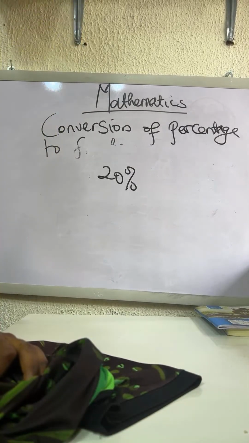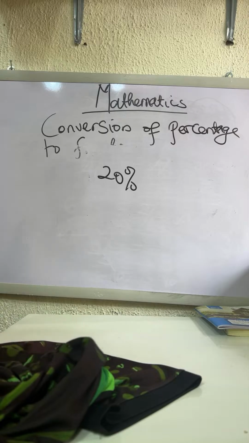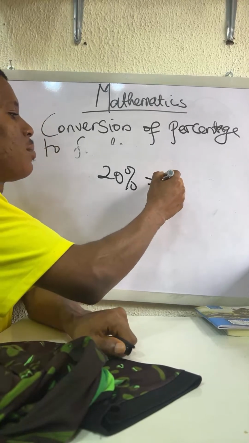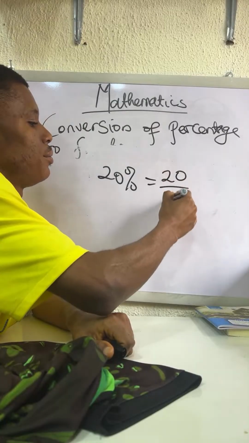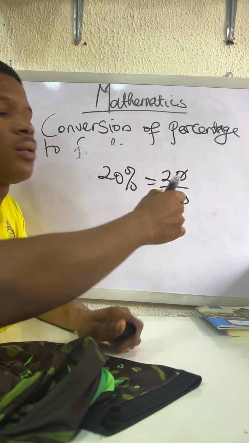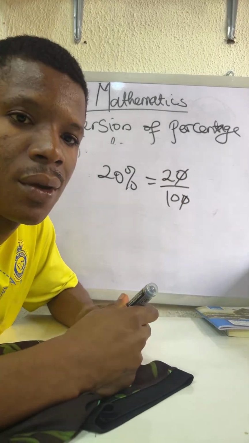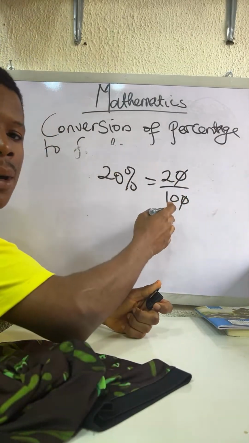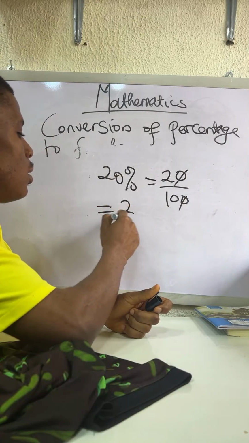For you to reduce it to its lowest term, it's best we start dividing by what? 10. Okay? If you divide by 10, it implies you do what? You cancel off the what? Zeros, right? Good. If you cancel off the zeros on the top and bottom, you are left with 2 out of 10.